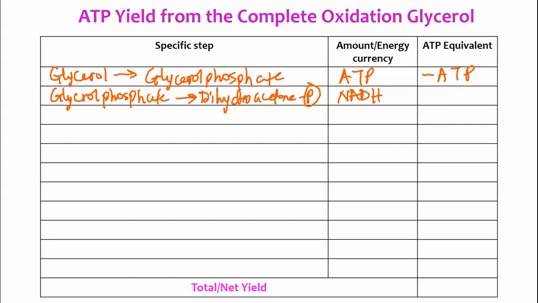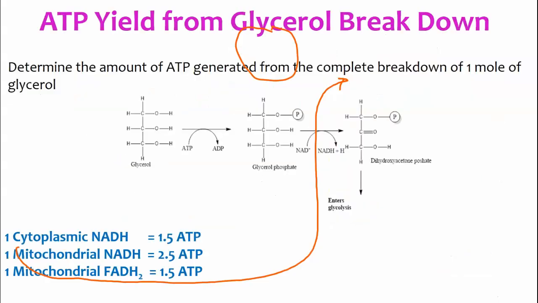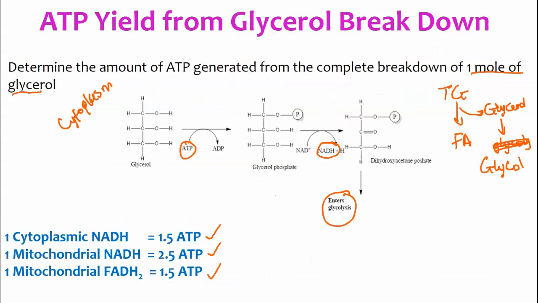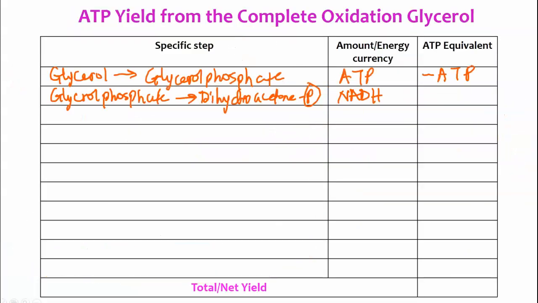And that 1 NADH is generated in the cytoplasm, because this reaction is taking place in the cytoplasm. That will give us 1.5 moles of ATP. We go back to that and populate it. So this will give us the plus 1.5 ATP that is generated. Yeah, so we've established that fact.